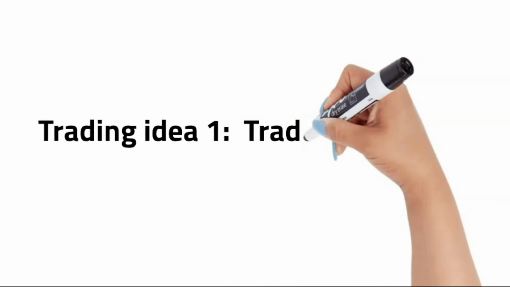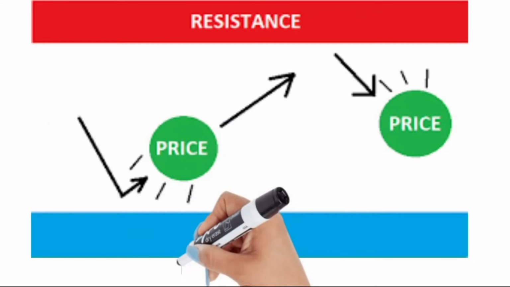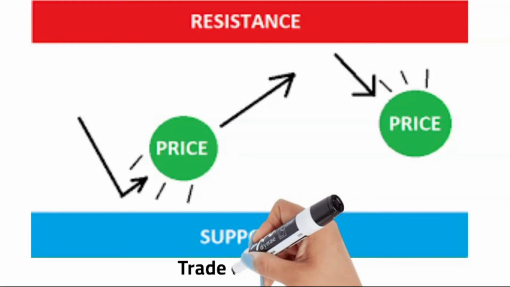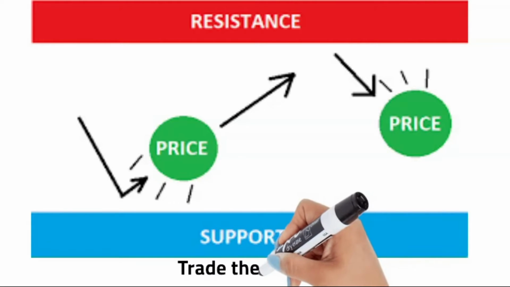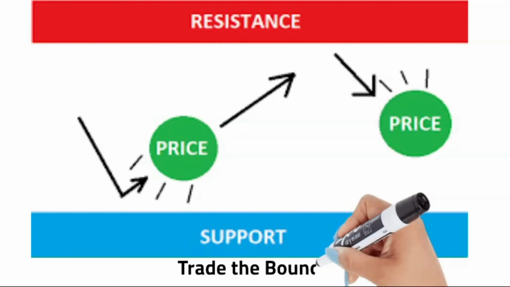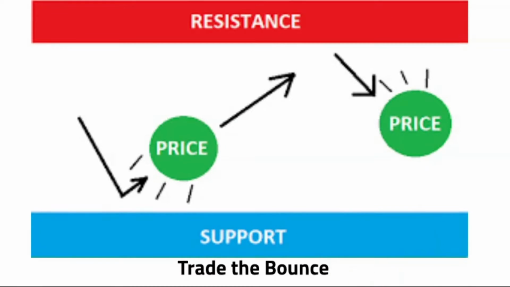Trading idea 1: trade the bounce. You should be looking to trade when price moves towards support or resistance lines and bounces off the support and resistance lines. Buy when the price falls towards support. Sell when the price rises towards resistance.